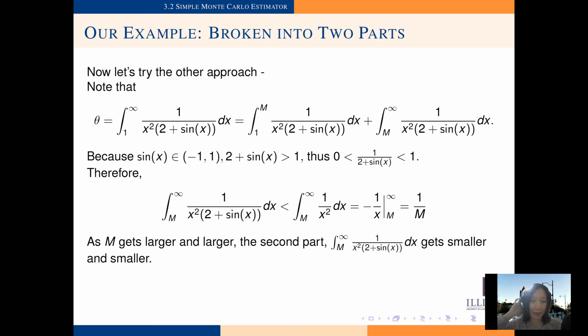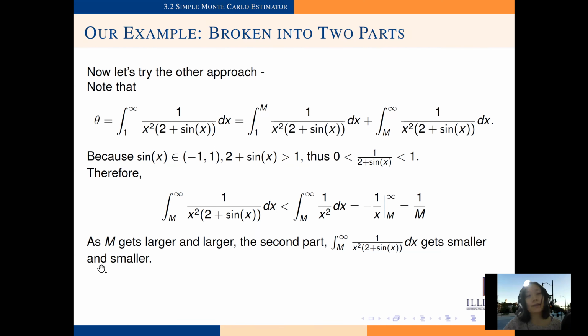And the integral from m to infinity of 1 over x squared times 2 plus sine x dx is going to be less than this integral from m to infinity of 1 over x squared dx, where we replace this part, which we know is less than or equal to 1. And we can see that this integral is equal to negative 1 over x evaluated at infinity and m, and that is equal to 1 over m.